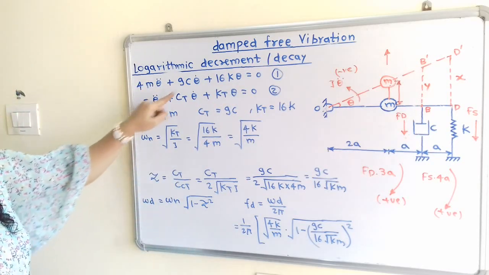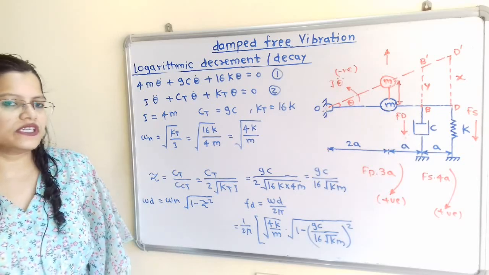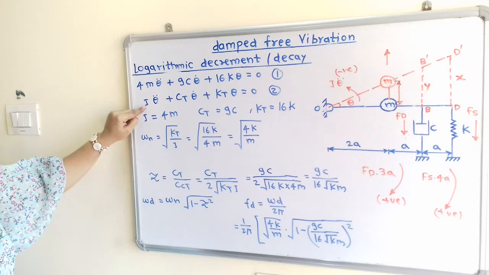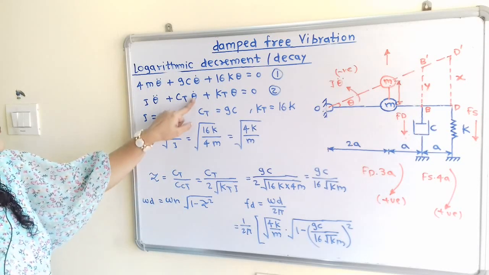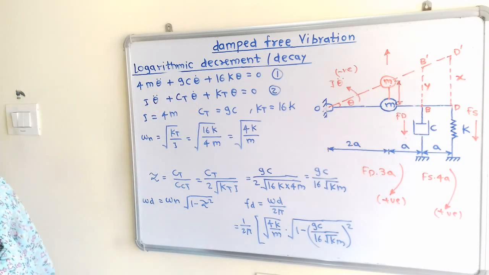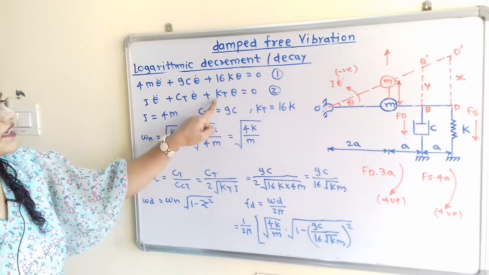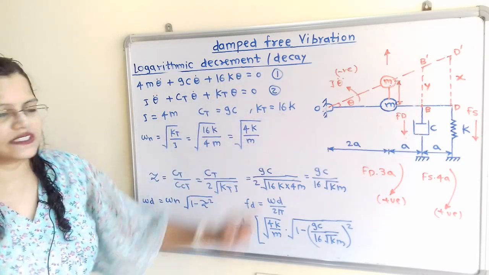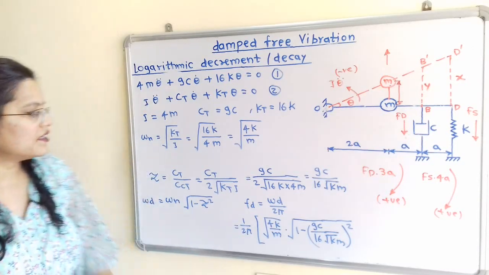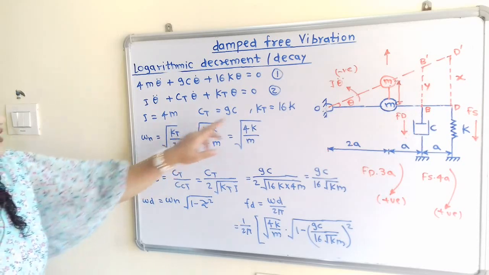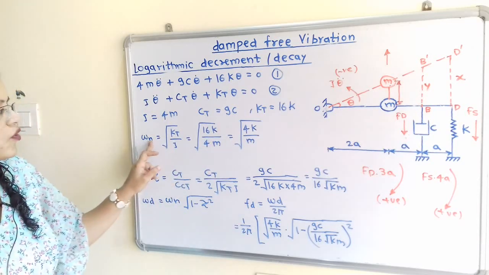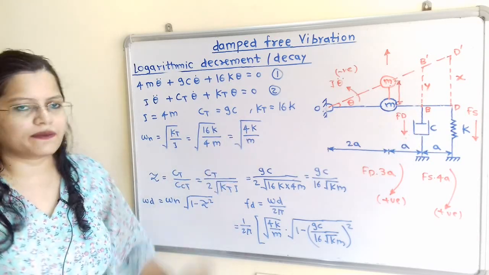If we compare these two equations, both are equivalent to each other. Now we compare the coefficient of theta double dot, so I is equal to 4m. Comparing the coefficient of theta dot, ct is equal to 9c. And comparing the coefficient of theta, kt is equal to 16k. Now we will find the value of omega n. Omega n is equal to under root of kt by I, but kt is 16k and I is 4m. Simplifying, omega n is equal to under root of 4k by m.